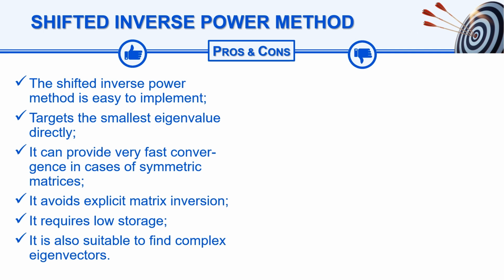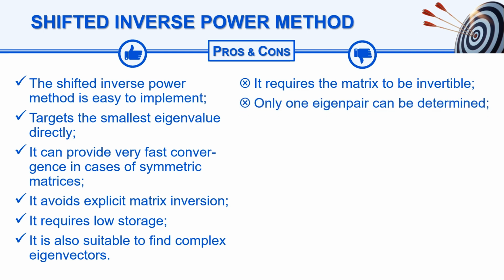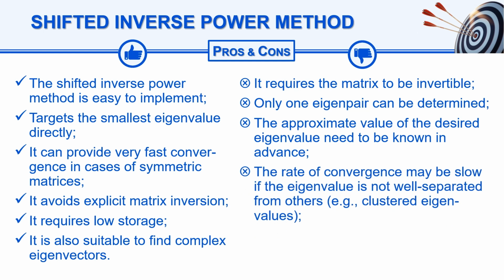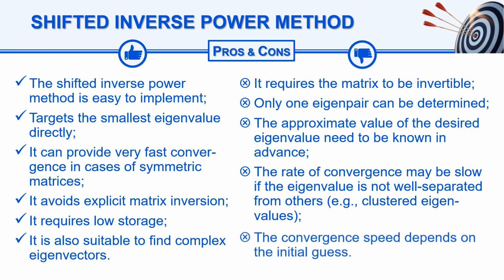The disadvantages of the inverse power method are: it requires the matrix to be invertible. Only one eigenpair can be determined. The approximate value of the desired eigenvalue needs to be known in advance. The rate of convergence may be slow if the eigenvalue is not well separated from others. The convergence speed depends on the initial guess.